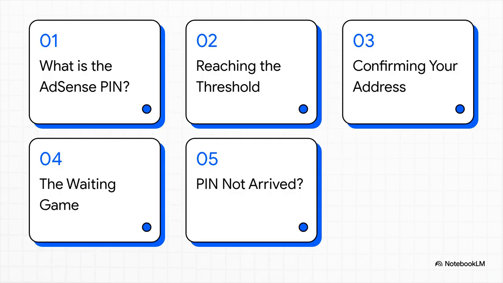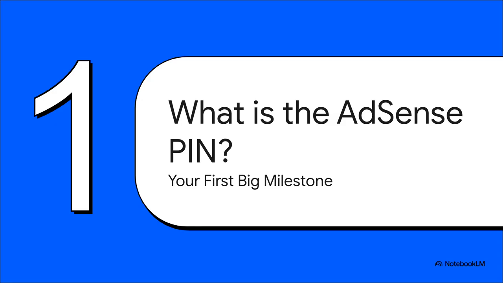To make this all super simple, we've broken it down into 5 stages. First up, we'll talk about what this PIN thing even is. Then, we'll get into the payment threshold that kicks the whole process off. After that, we'll walk through confirming your address, which is critical. We'll talk about the waiting game, and then finally, what to do if that PIN just doesn't show up. It's a full roadmap, from start to finish. All right, let's start at the beginning.